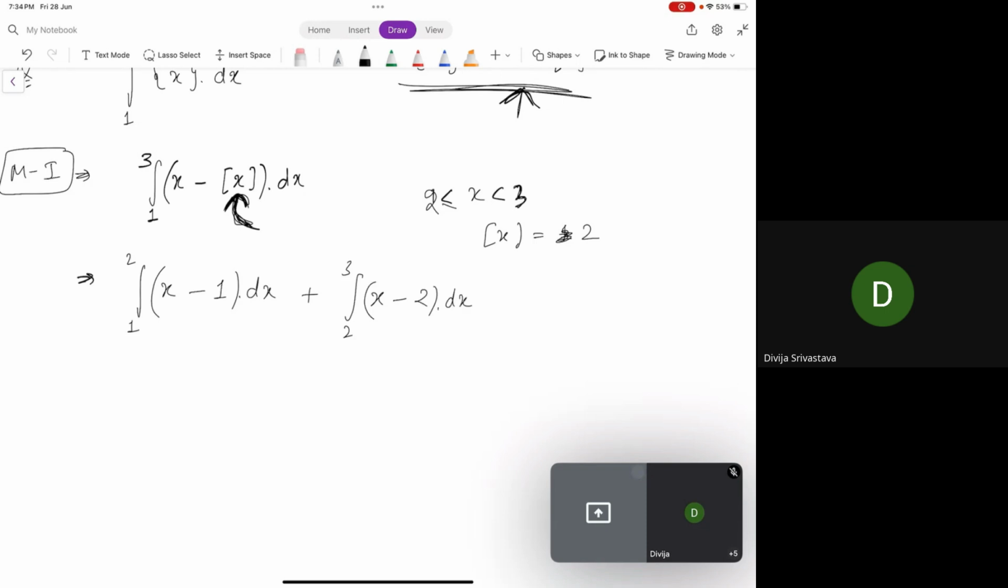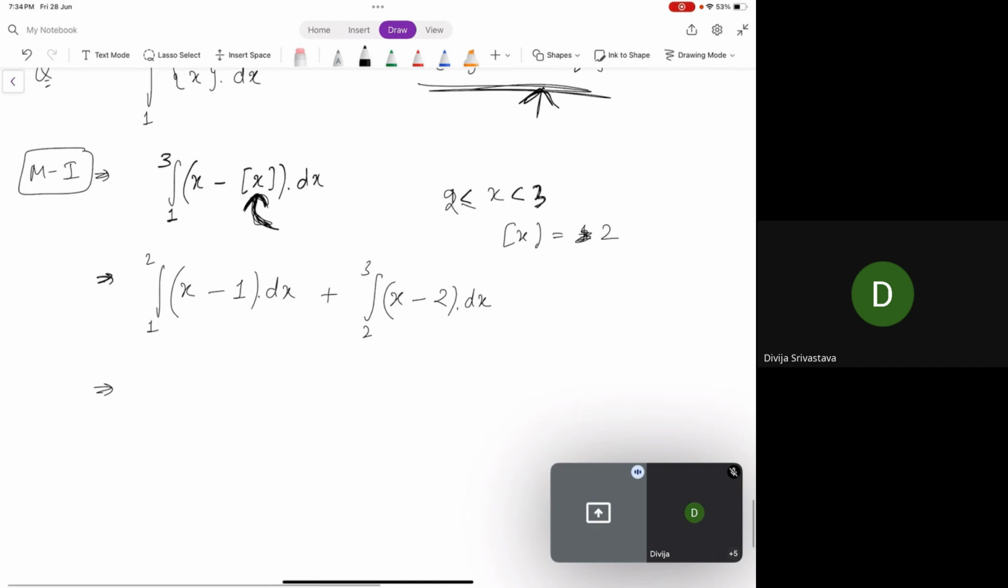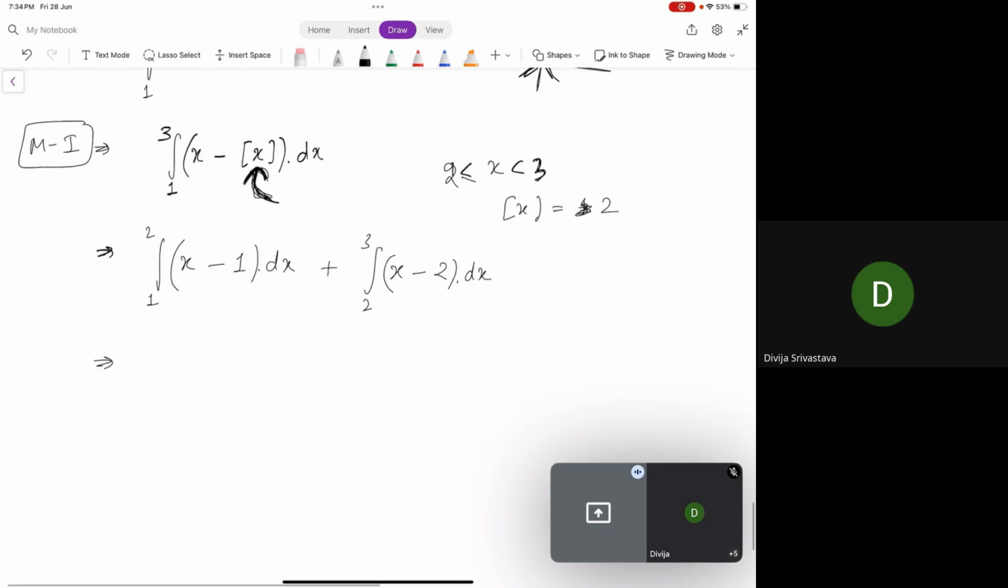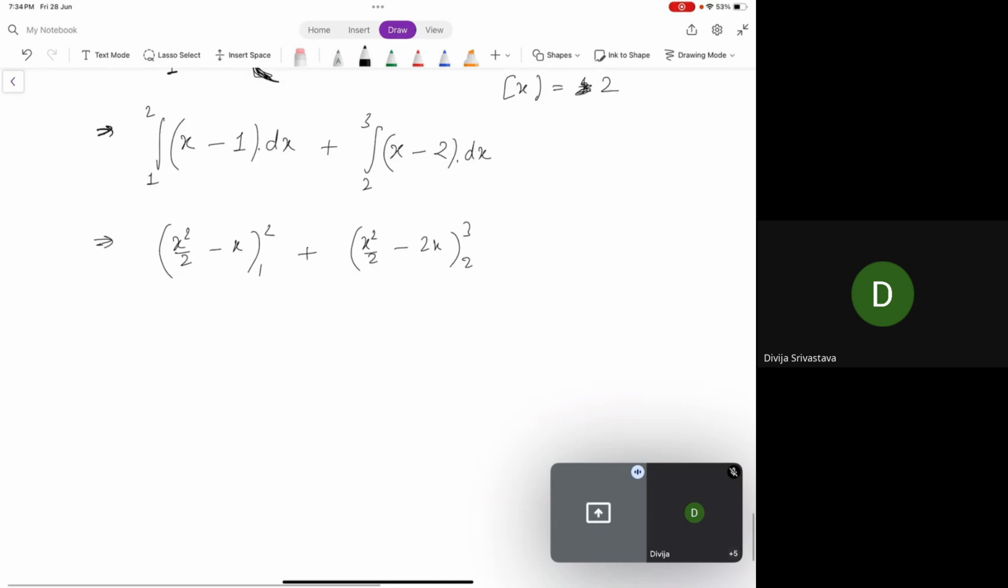Now you will see why solving this question with this method is very lengthy. I will solve this question with a very short method, don't worry. Now see here, we solved this [x], now simply do integration. So x square by 2 minus x with limits from 1 to 2, plus x square by 2 minus 2x with limits from 2 to 3.